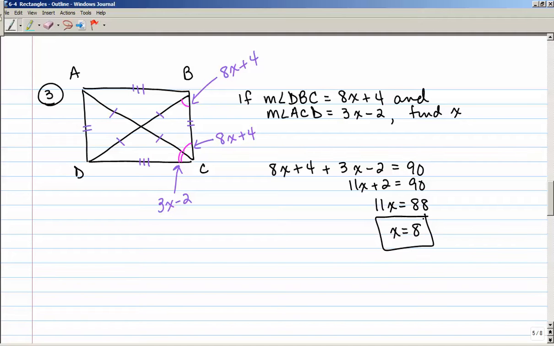Okay, so when you see the diagonals drawn on a rectangle, it's good to think isosceles triangles, and go ahead and mark everything that you know that's congruent to each other. It might help you solve the problem.